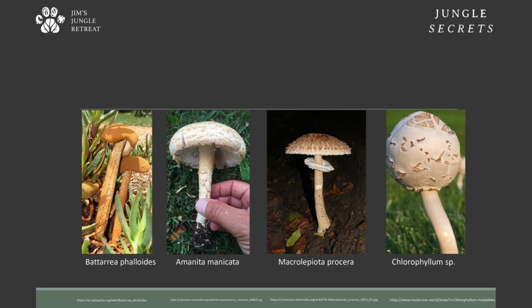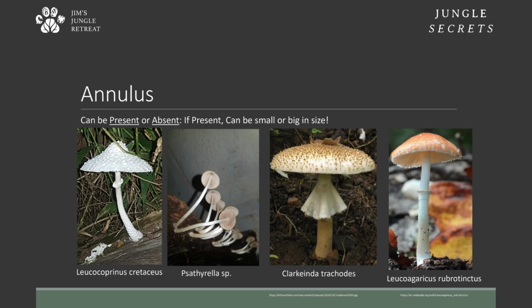On the stipe, there are certain things like the annulus. It is present on some mushrooms, it's absent on some mushrooms. On some mushrooms, it's really beautiful. On some mushrooms, it's smaller. This is like a beautiful skirt. So Leucocoprinus, I'll just zoom in a little bit so it's better to see. Leucocoprinus cretaceus has an annulus. Cantharellus doesn't have an annulus. Clarkeinda trichodes has a beautiful annulus over here. It's also called a skirt or the partial veil. Skirt is slang. It's not officially called a skirt.